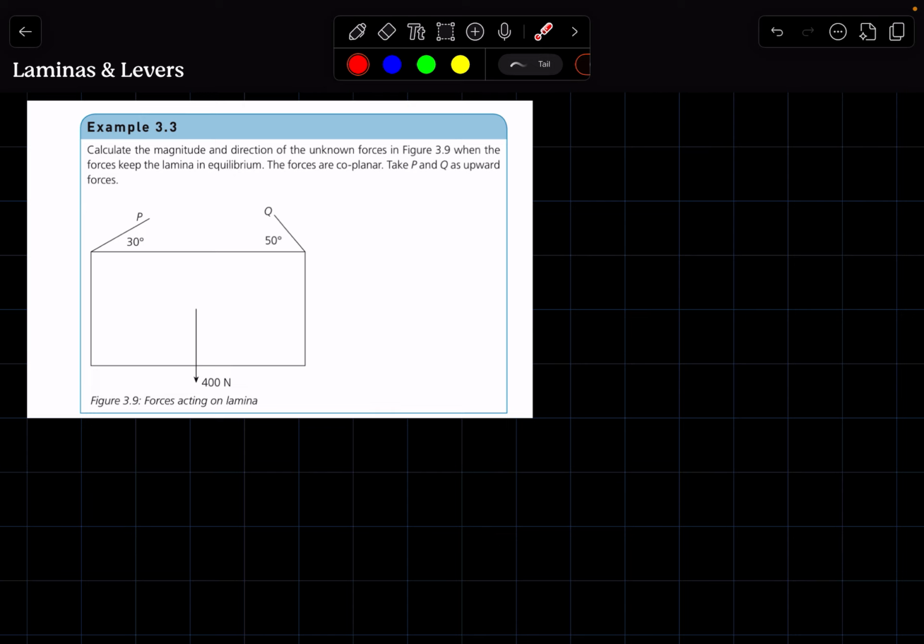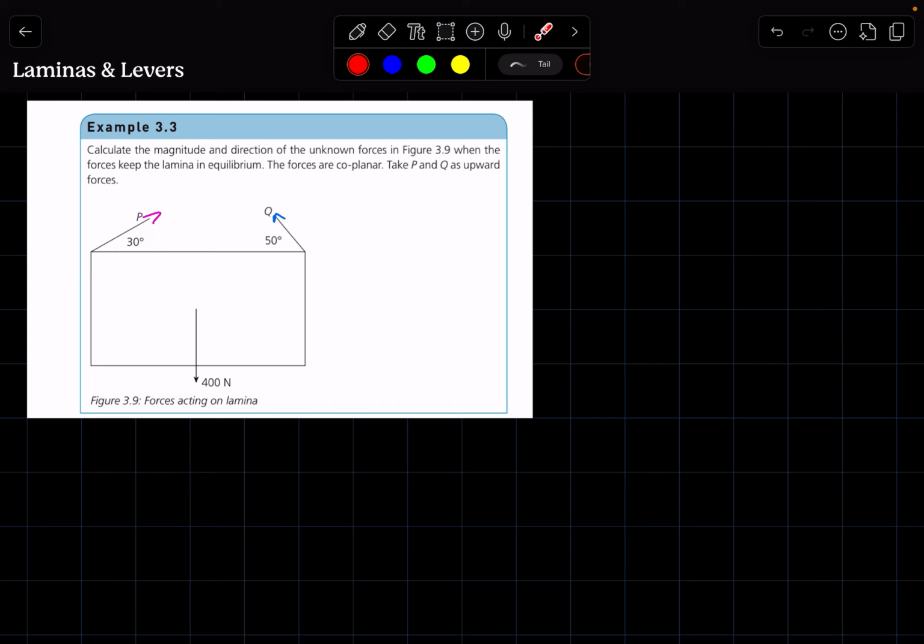Right, the forces are coplanar. Take P and Q as upward forces. So that means P is going in that direction, and force Q is going in that direction. Right, we've been told to take these forces as upward forces.